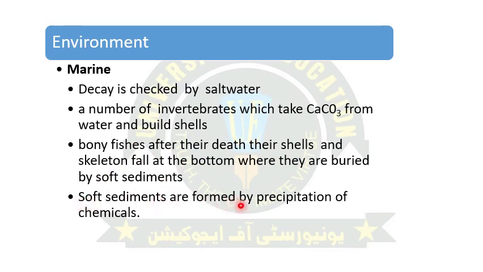Soft sediments are formed by precipitation of chemicals. The chemicals present in the sea water, particularly the salts, precipitate at the bottom and settle down, where they are used as a preserving material for fossilization.